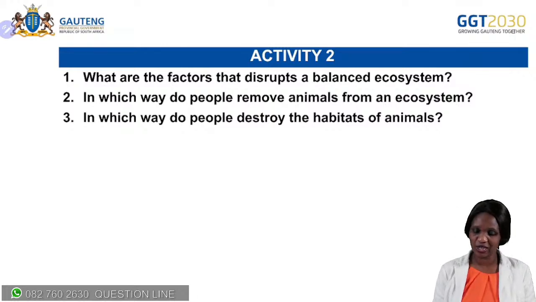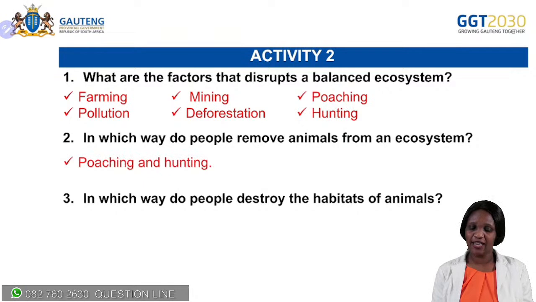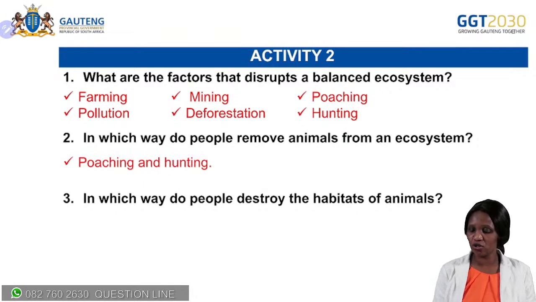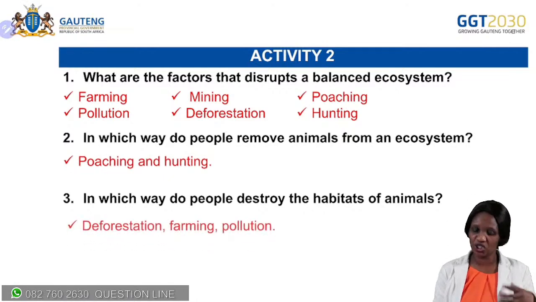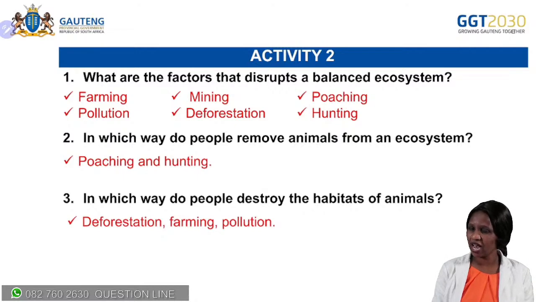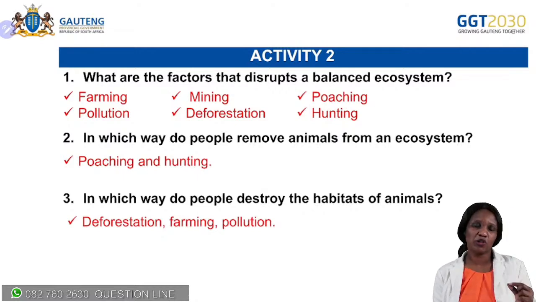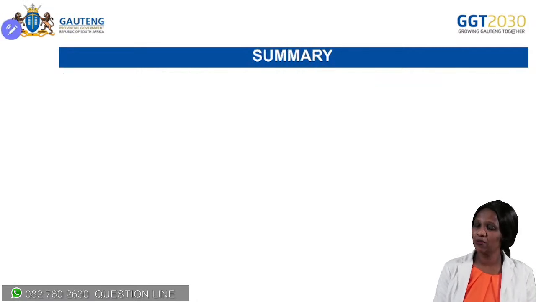you're going to do this at home, but we've just put the answer there for you quickly. We've got farming, pollution, deforestation, mining, and poaching. That also includes the what? Hunting. And then in which way do people remove animals from an ecosystem? People remove animals by poaching and hunting. And in which way do people destroy the habitats of animals? It is because of deforestation and farming and even pollution.